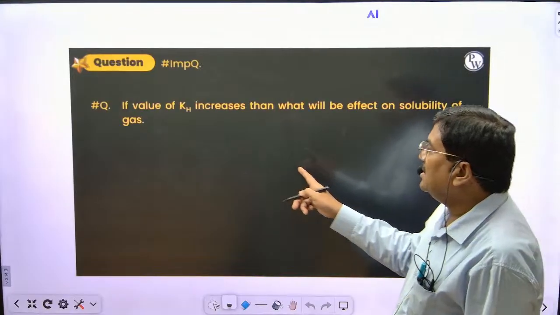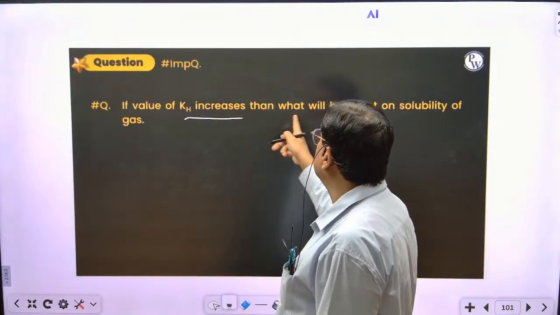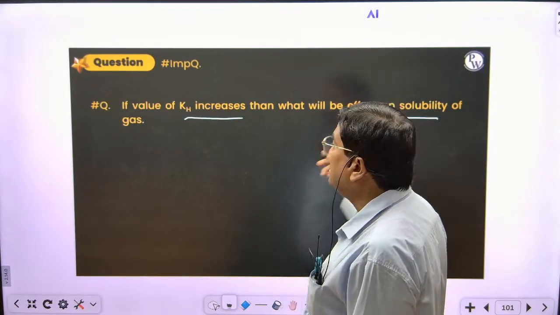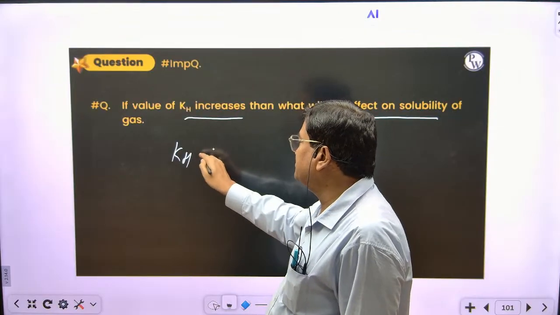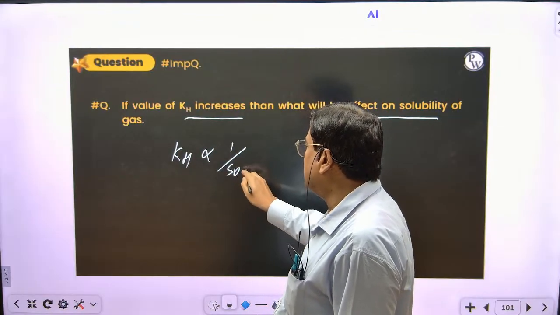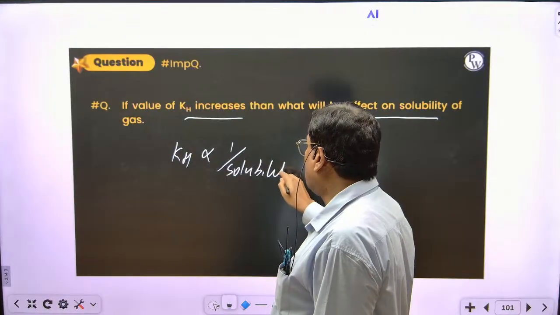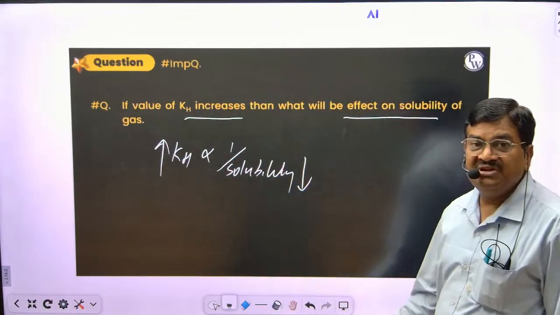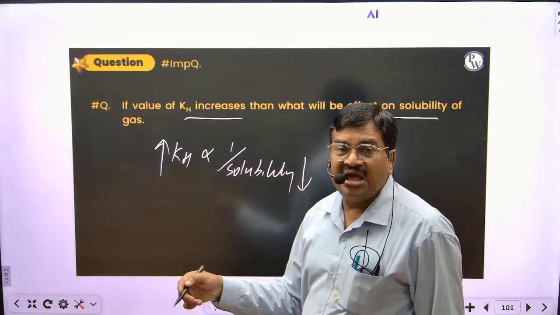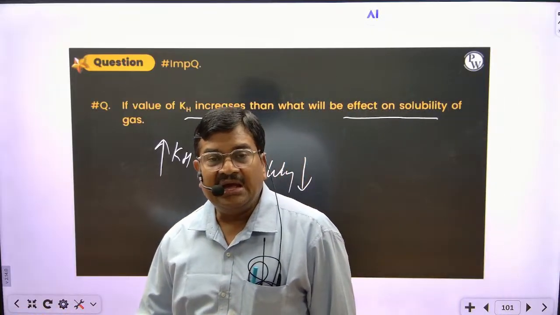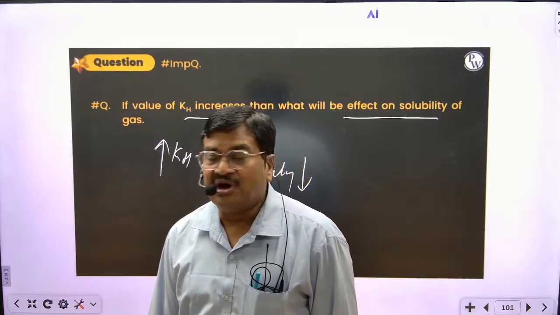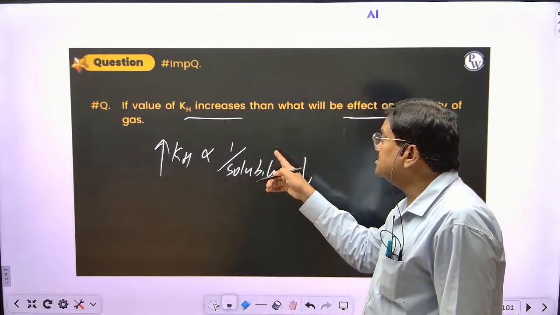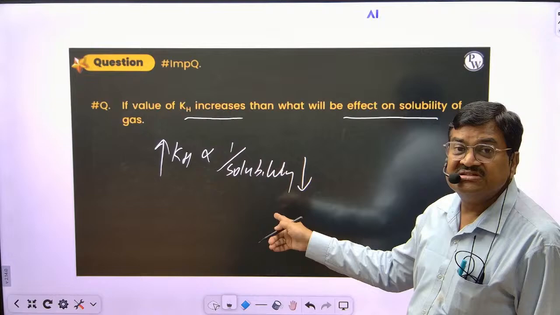And tell me, if the value of KH increases, then what will be the effect on solubility? KH is inversely proportional to solubility, no, students? So as KH value increases, the solubility of the gas decreases. That's why we framed a question, giving KH values for A, B, C, D, and I ask you to arrange in increasing order of solubility. Getting the idea, all of you? So higher is the KH, lesser is the solubility.